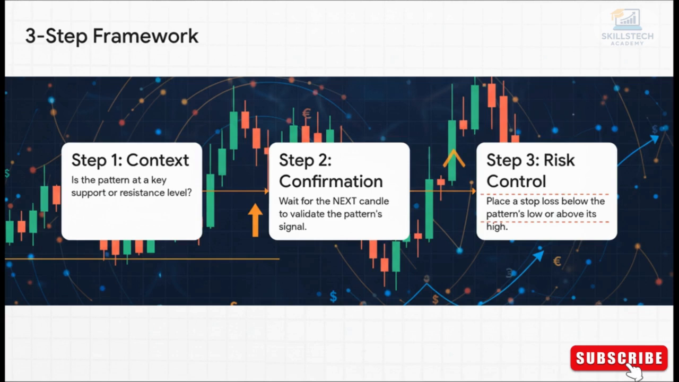Step 2, wait for confirmation. Seriously, don't jump the gun. Wait to see if the next candle actually starts moving in the direction the pattern suggested. And finally, step 3, and this is non-negotiable, control your risk. Always, always place a stop loss. That's your safety net. It protects you if the pattern doesn't work out.